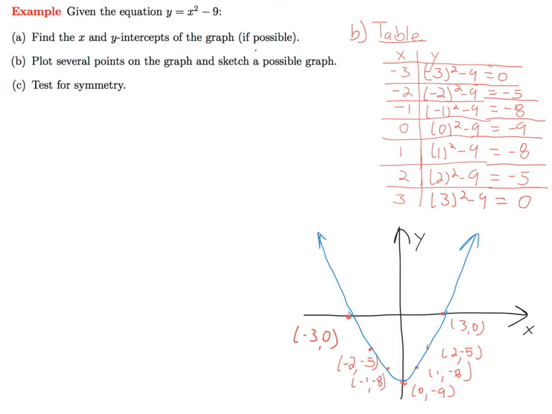In this example, we're going to still take a look at the relation given by the equation y is equal to x squared minus 9. And we've already done parts A and B. Here's part B over here, the table and the graph. And in part C, we want to test this equation for symmetry.